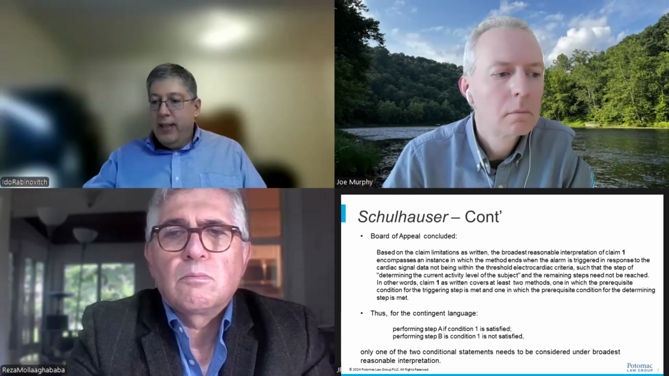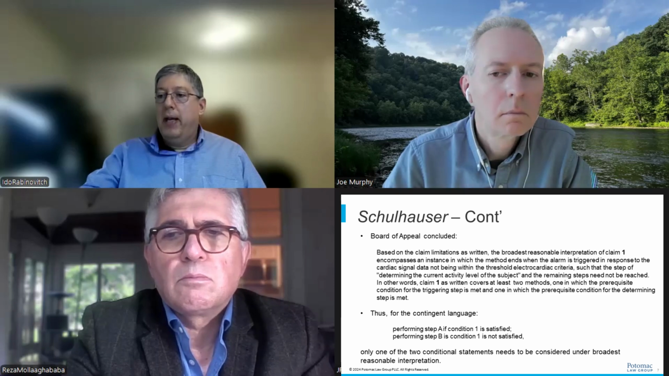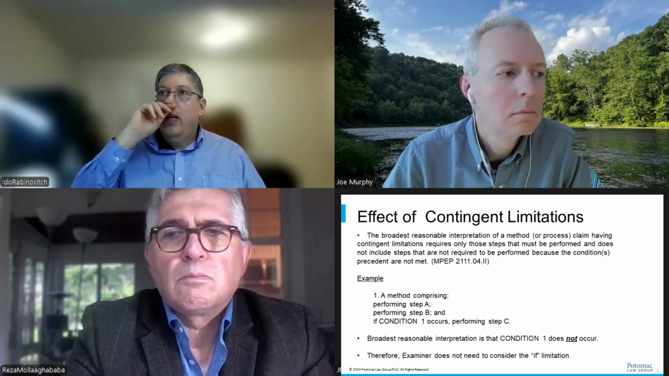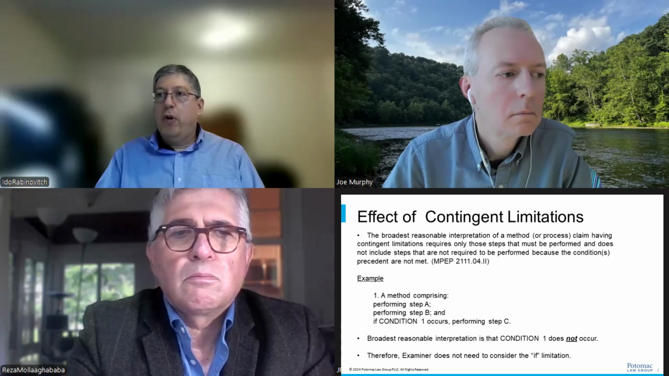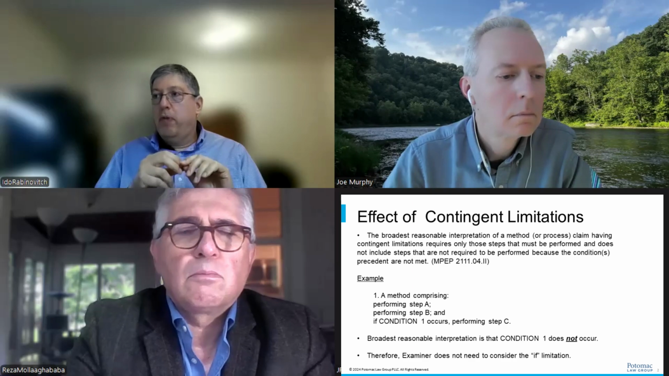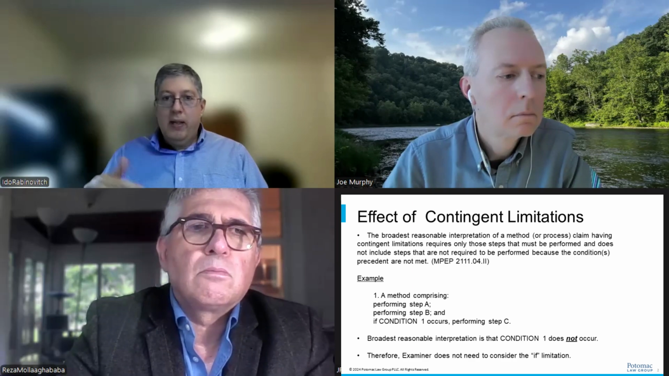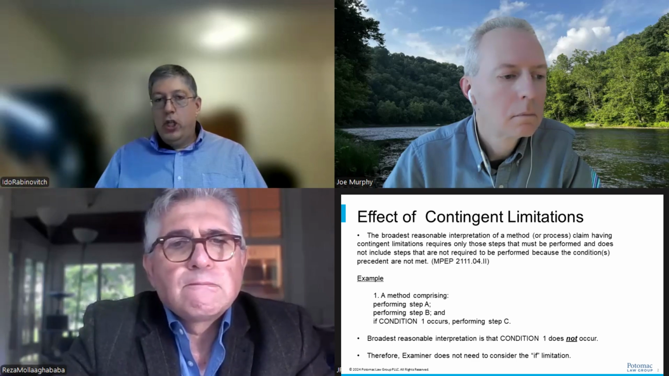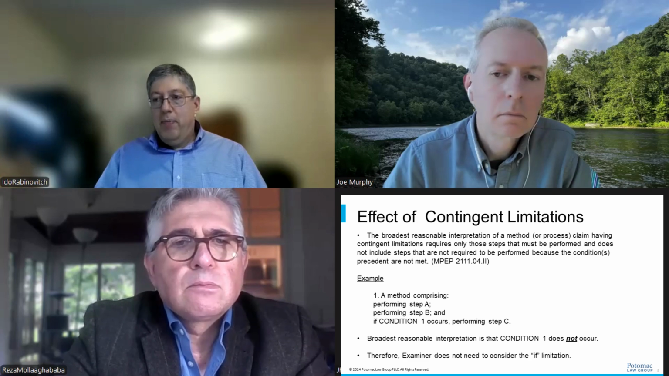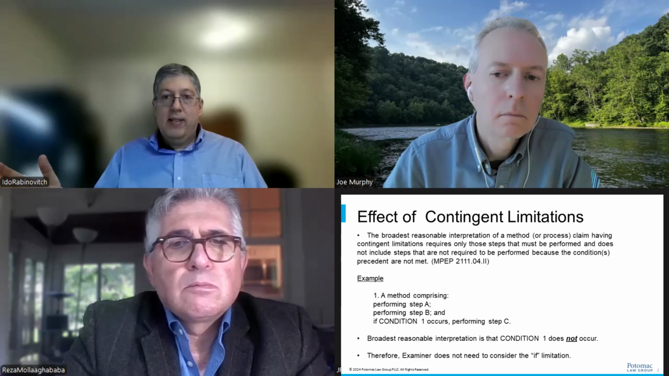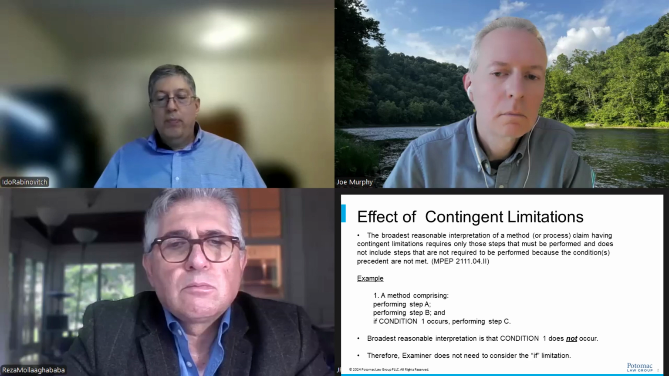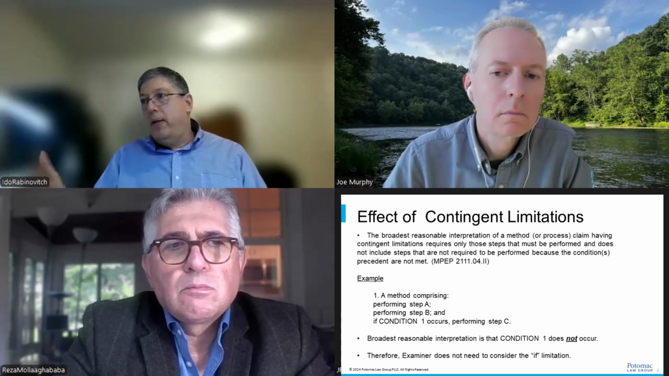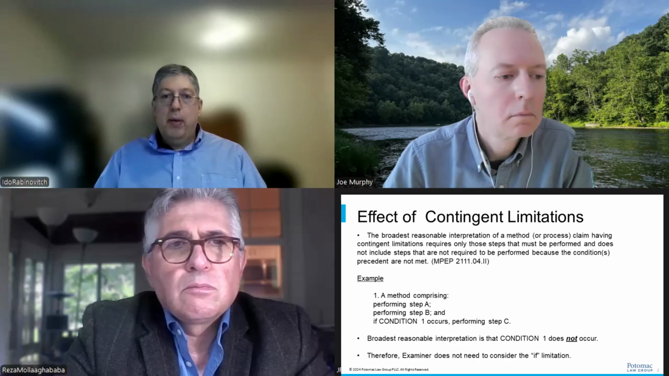And so with this rule, I want to go back to the example I gave at the beginning, the first slide where we had performing step A, performing step B, and if condition one occurs, performing step C. The correct way to look at it in view of Schulhauser is that you had only one condition, and the mutually exclusive part of it is that if that condition didn't happen, nothing happened. So that was your fallback. Either a condition happened and you performed step C, or nothing happened.